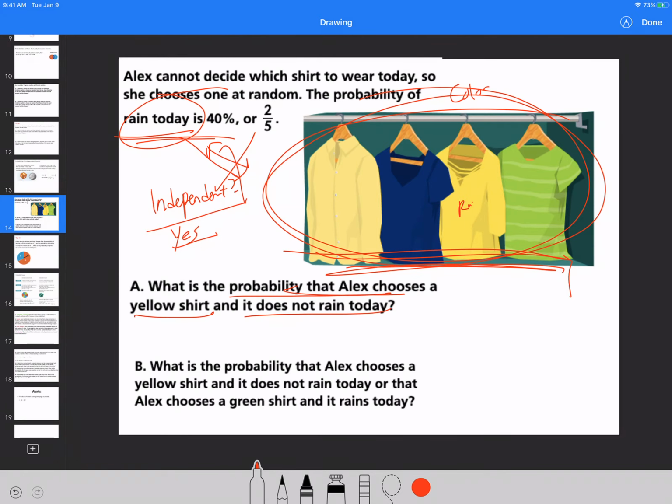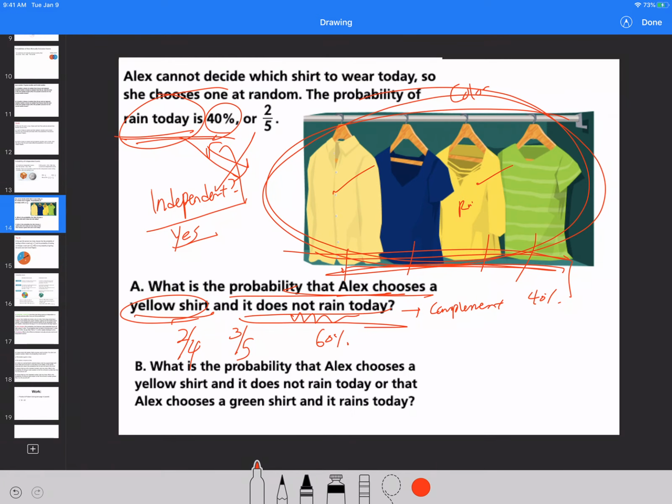So what is the probability that Alex chooses a yellow shirt? Well, yellow shirt is 2 out of 4, isn't it? That's 2 out of these 1, 2, 3, 4. And it does not rain today. Remember the complement formula? If the probability of raining today is 40%, that means that the complement, which is not rain, is 60%, which is 3 out of 5.